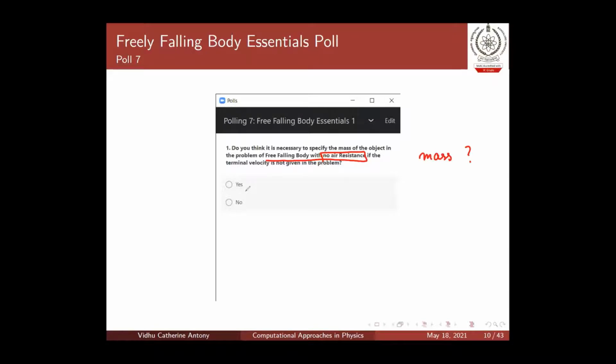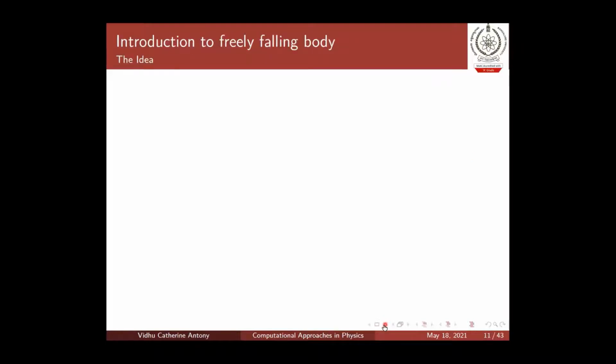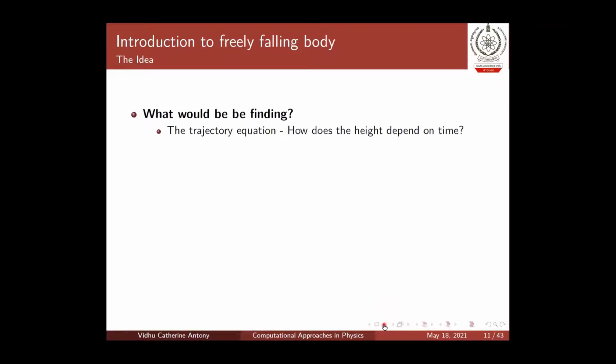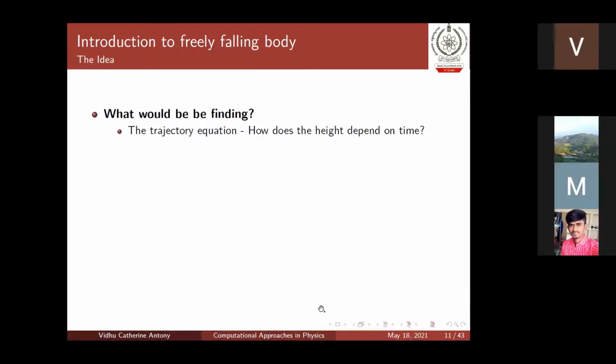Now, is having the terminal velocity here even required? Terminal velocity happens when there is a drag force involved. If you have a drag force, then you do have a terminal velocity. Otherwise, you don't. Let's move on to the next slide. In this problem, what would we be finding? You will be using Euler's method to do this. The RK method is quite like it, just exhaustive in terms of calculation. The rest of the concept is the same as Euler's method.